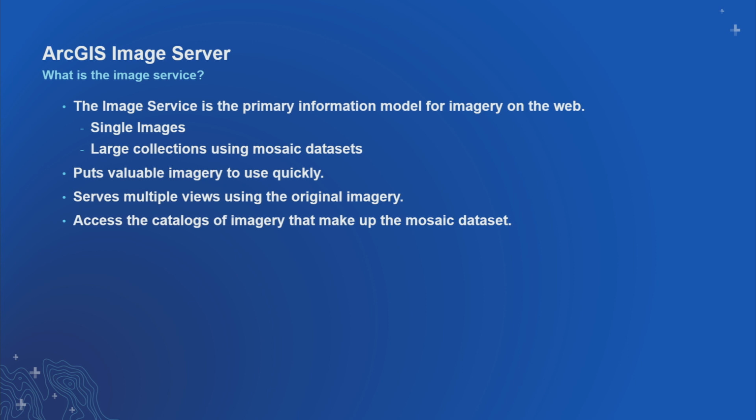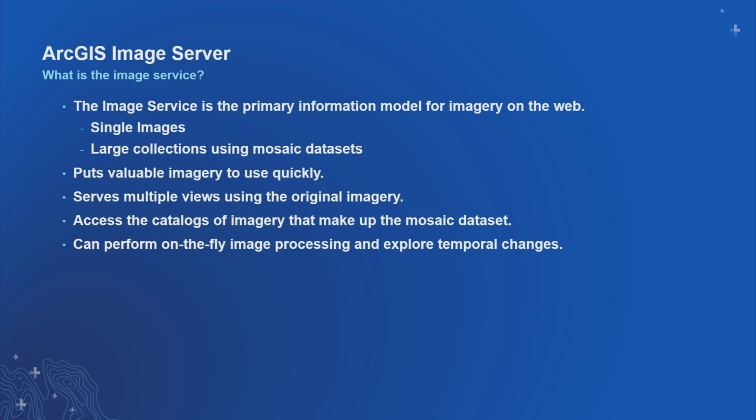You can also access the catalog of the imagery of the underlying mosaic dataset. What that means is you can perform a query and see the data in the light of the results of those queries. For example, you have a Landsat mosaic dataset, and you publish it as an image service. You can perform a query on the cloud coverage and get back the results of that and view it.